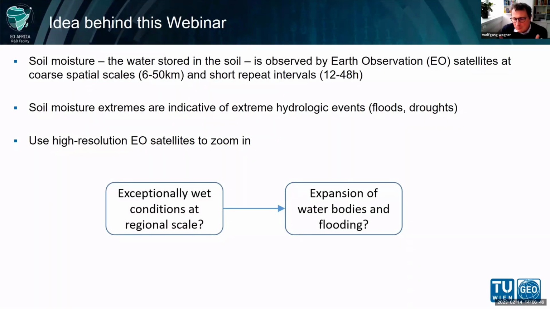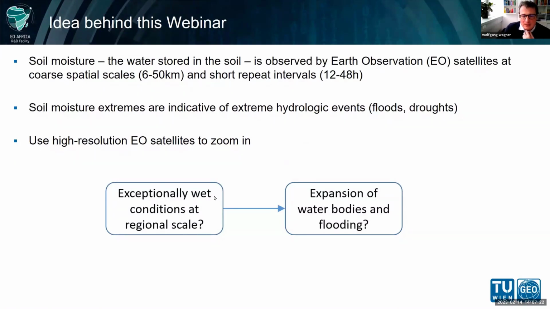The big difference between the 2 techniques is that soil moisture is most readily observed at a rather coarse spatial resolution, roughly in the scale, say, between 6 and 50 kilometers, depending on the sensors you're working with. But with the big advantage that we have nowadays sensor systems that give you a very good temporal coverage, so that within 12 to 48 hours, we have new observations. Also, the modern satellite systems are such that we can analyze the data in near real time.